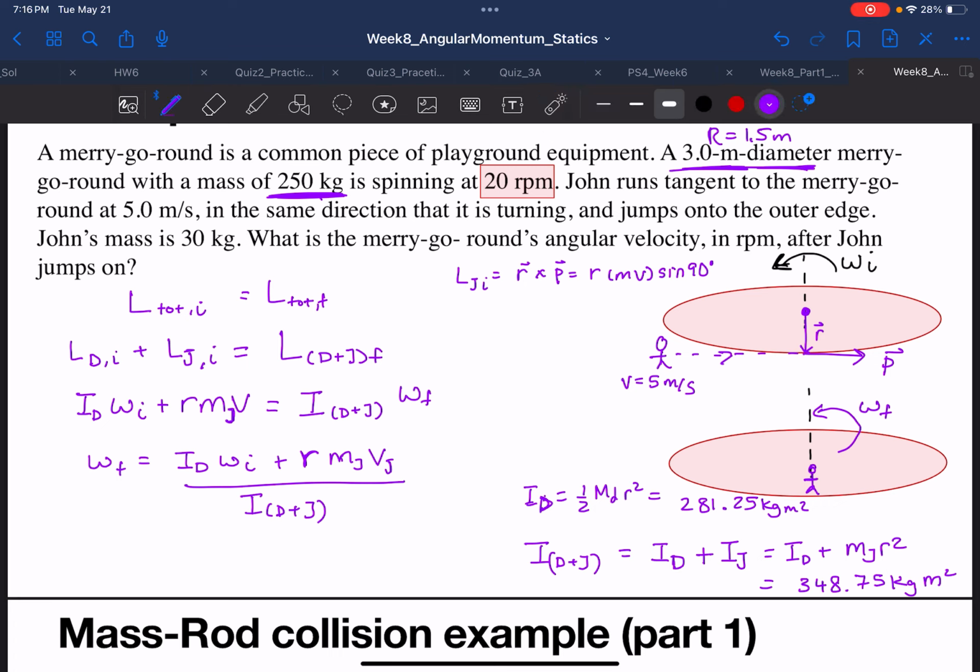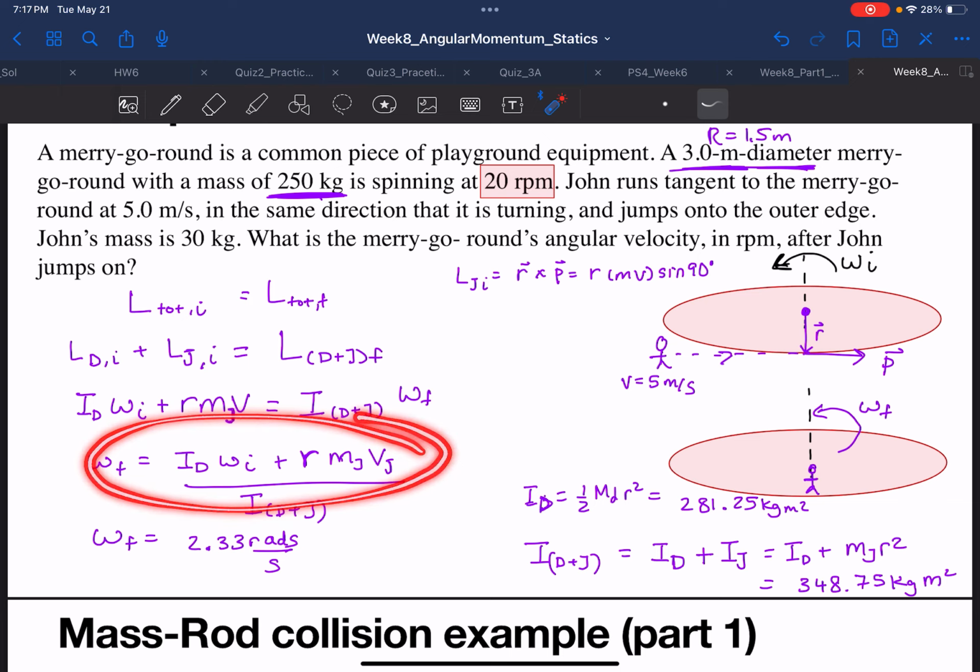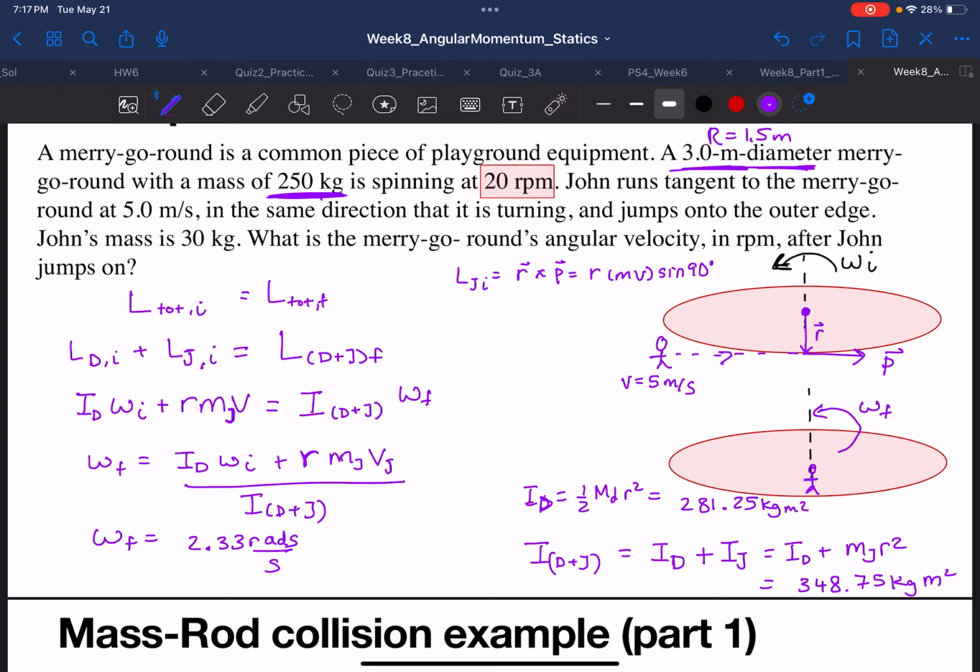Once you plug all those numbers in, you get omega final is equal to 2.33 radians per second. I highly recommend that you plug in the numbers and justify it to yourself that you get the same number, because for the multiple choice questions, you have to be able to do these calculations reliably to get full credit. And the question asked us to give what the merry-go-round's angular velocity is in RPM.